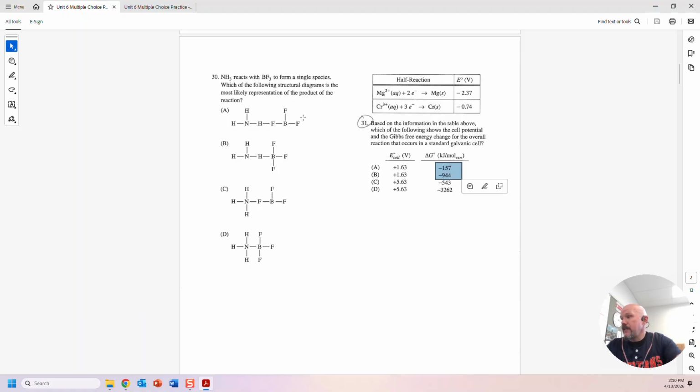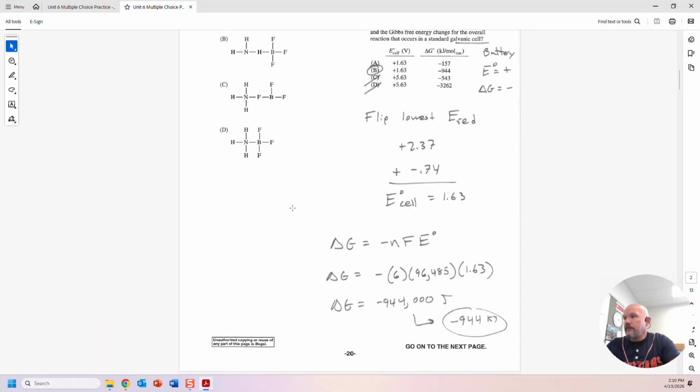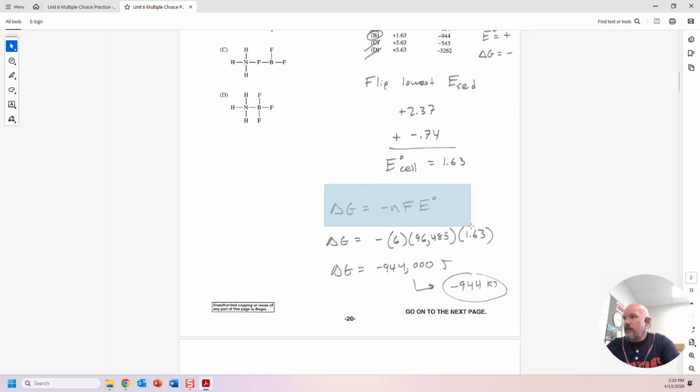It's on your formula sheet. You've seen it. And it ties delta G, thermodynamics, with cell potential, electrochemistry. And that's this equation here. Delta G equals negative nF times cell potential. It's on your formula sheet.